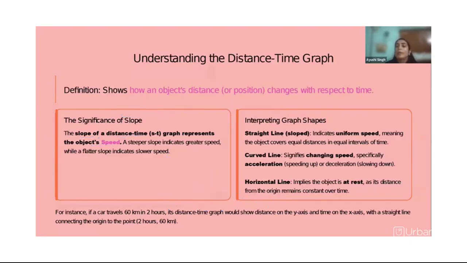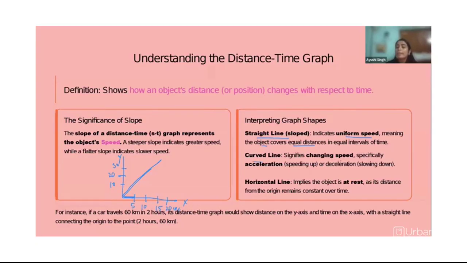Now, the straight line indicates uniform speed, meaning the object covers equal distances in equal intervals of time. So basically, in every 5, 10, 15, 20 seconds, if the graph is a straight line, the slope is a straight line. That means every 5 minutes I'm covering, let's say, 10, 20, 30. Uniform speed is there. That is what it means.